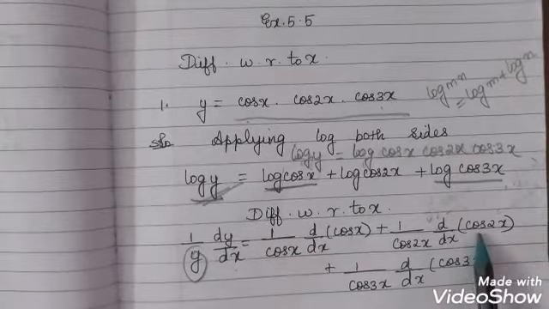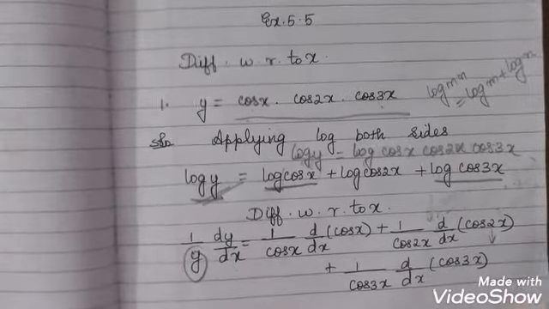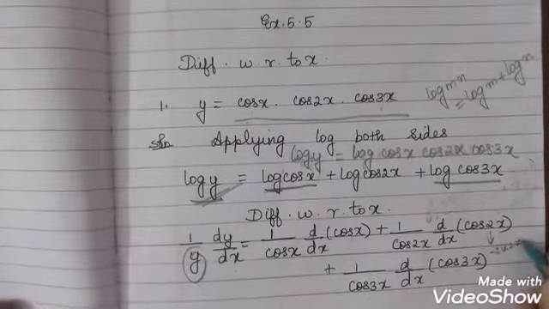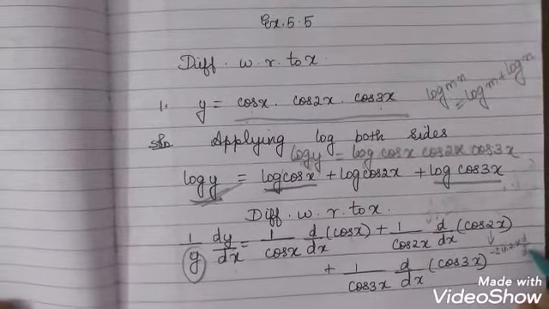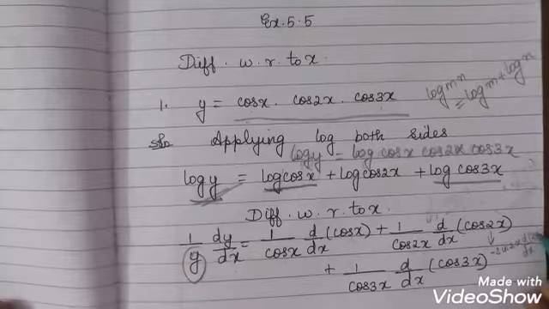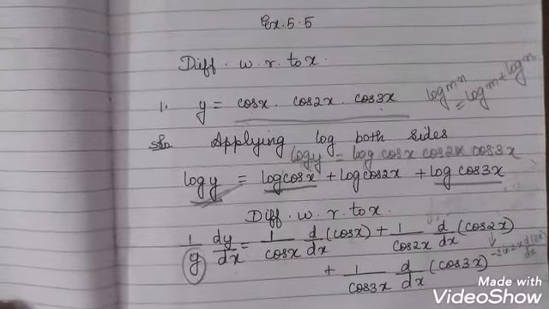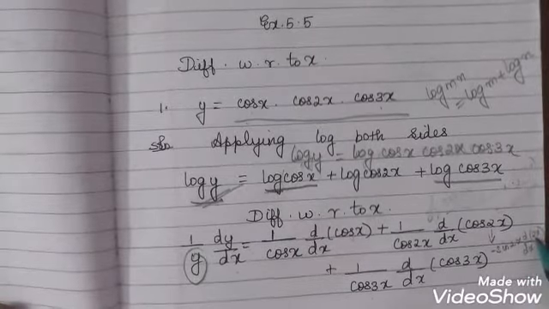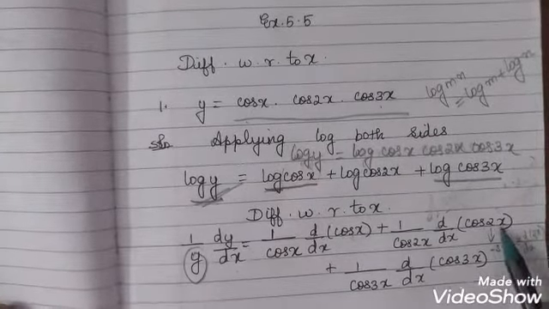What is d by dx of cos 2x when you differentiate? How do you write it actually here? It is minus sin 2x into d by dx of, what will I get here? It's nothing but 2x. You understood? That's why I write it as minus sin 2x into 2. Okay, here again we are applying the chain rule.